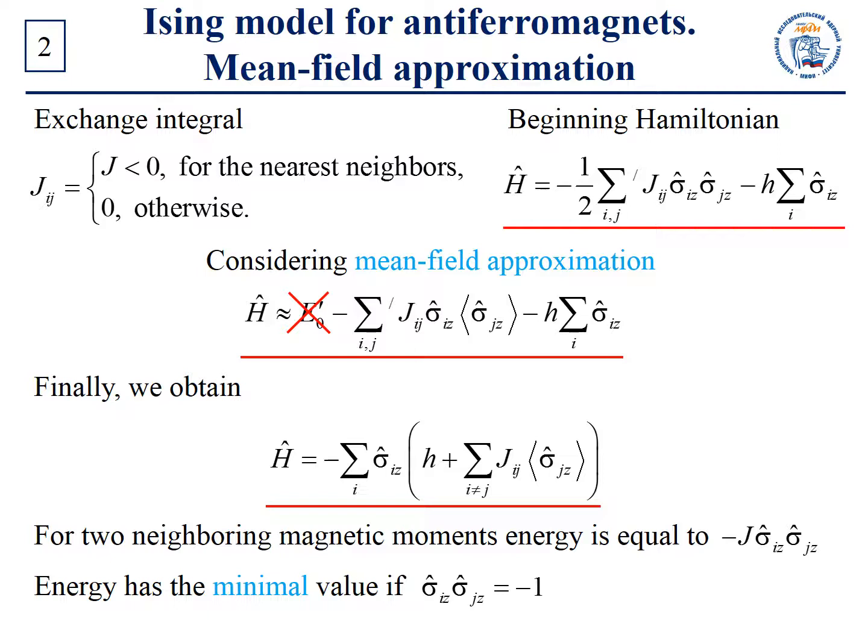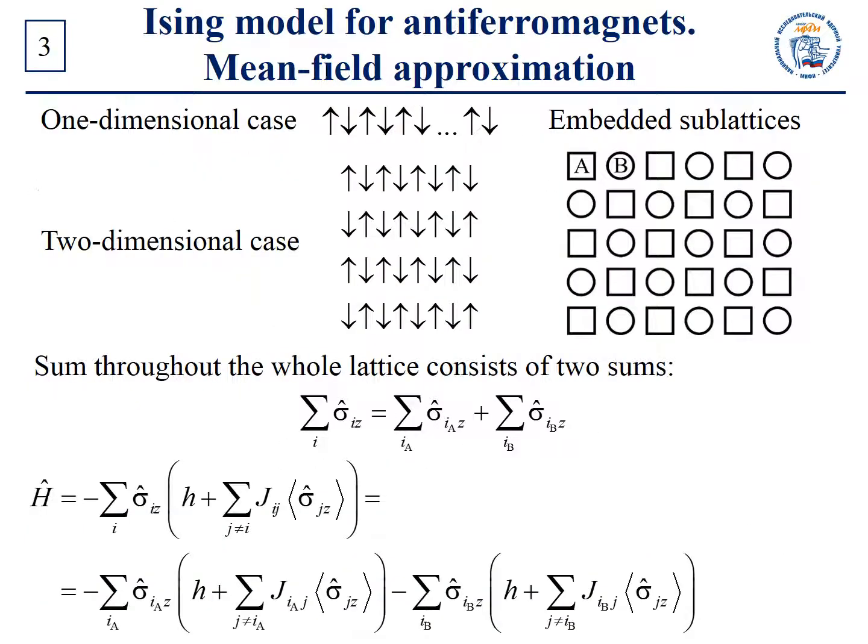What are our expectations? For the one-dimensional case, it will be like this. For a two-dimensional simple cubic lattice, the ordering is shown in the picture. So, some atoms have a positive mean value of operator sigma iz, and other atoms have a negative mean value of operator sigma iz. Thus, we cannot consider the mean value of operator sigma iz as x, which is constant for any i.